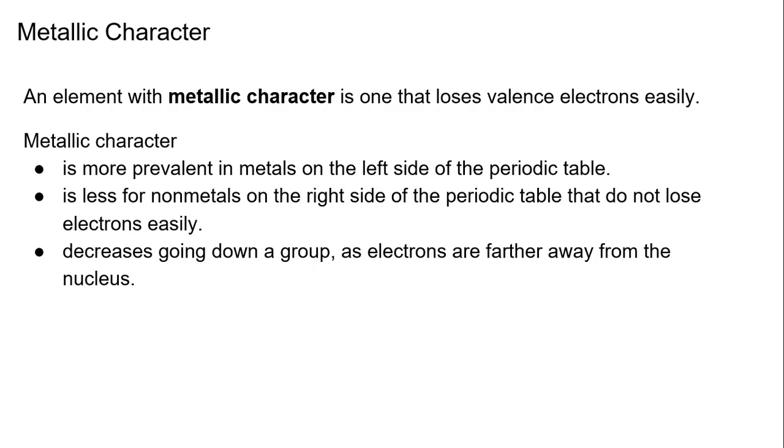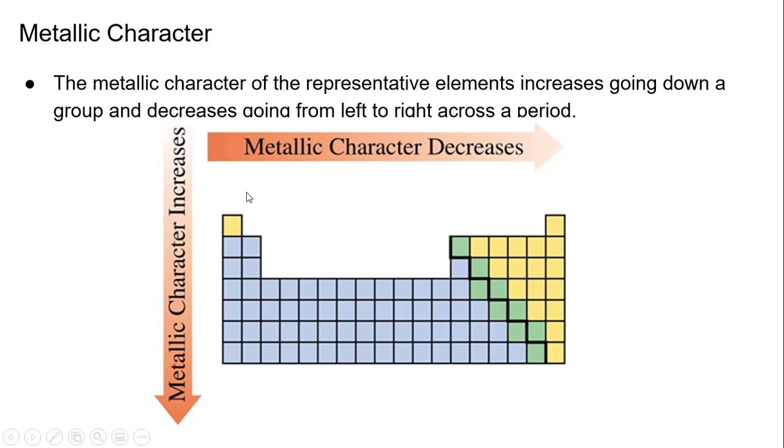Metallic character is one that loses valence electrons easily. This is an error, so don't read this last sentence. There's other slides that back up the correct information. Metallic character is more prevalent in metals on the left side, and is less for nonmetals on the right side that do not lose electrons easily. Do not read that last sentence.